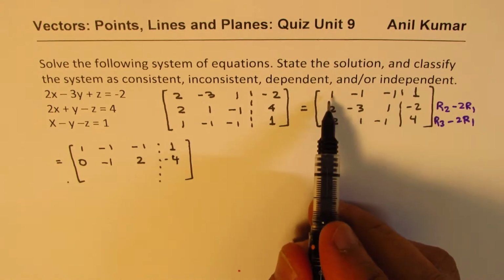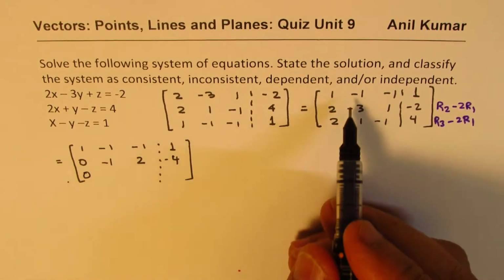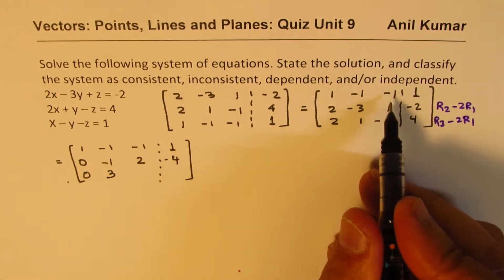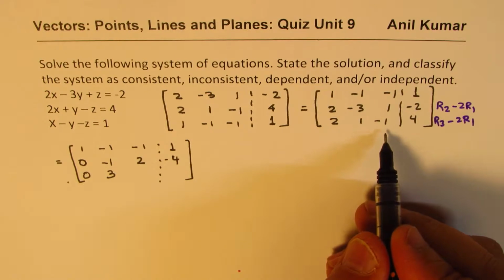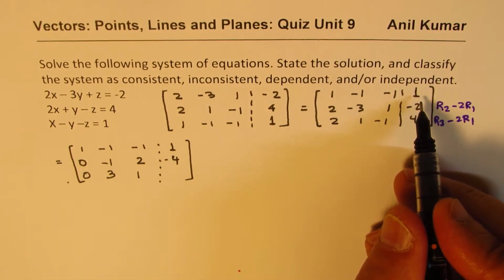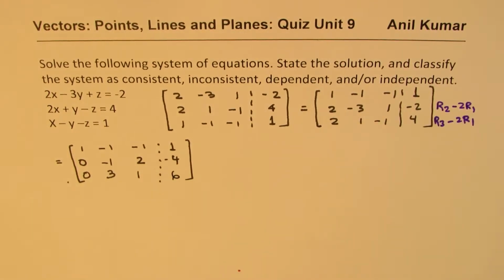The last one here, multiplying this by 2, then taking away will make it 0. Minus 2 will make it 3. And minus 2 will make this plus 1. Minus 2, when you take away, it adds to 6, right? So that is what we are going to get.